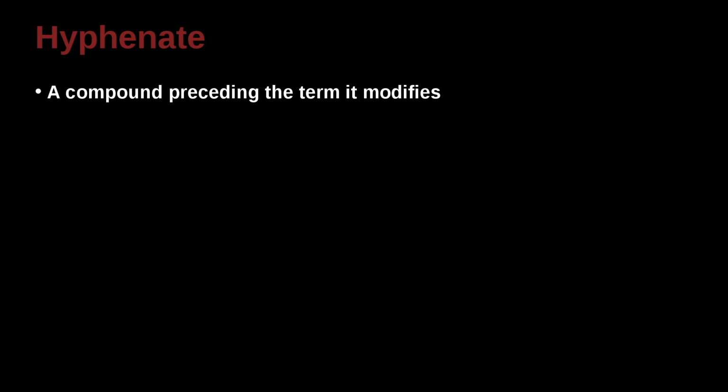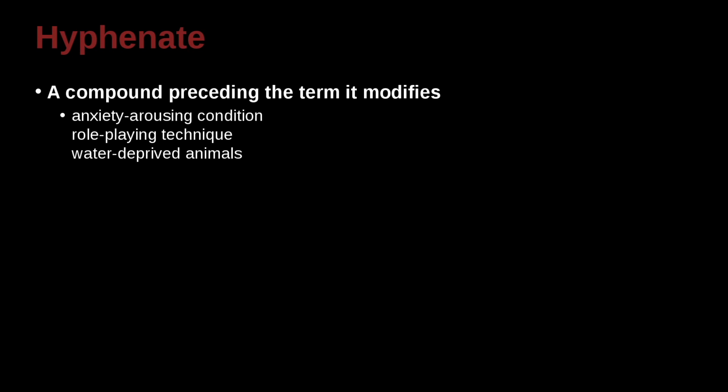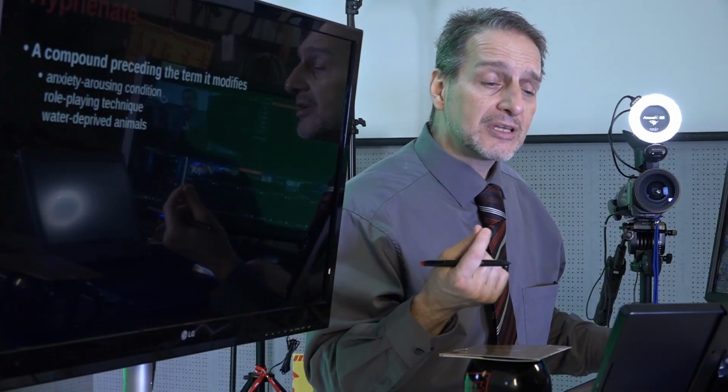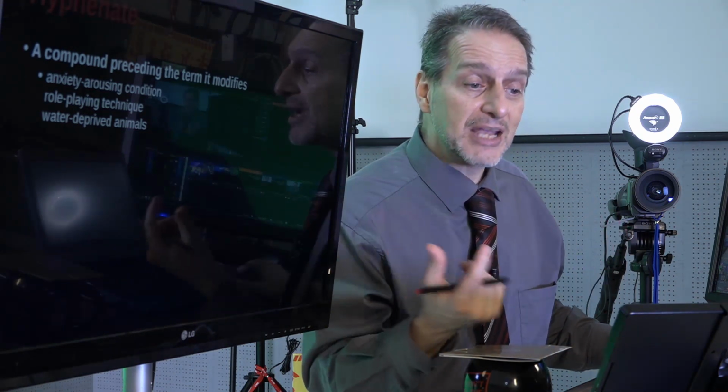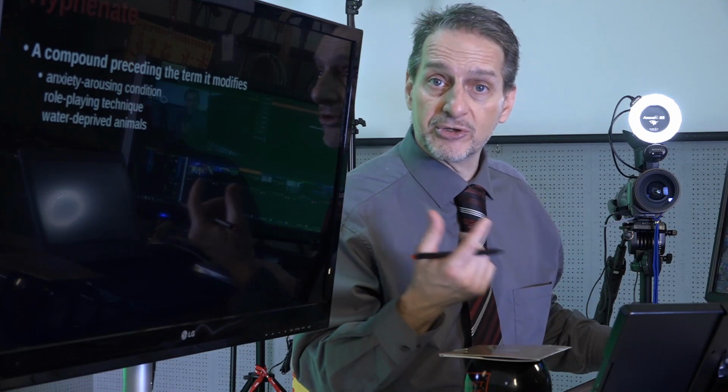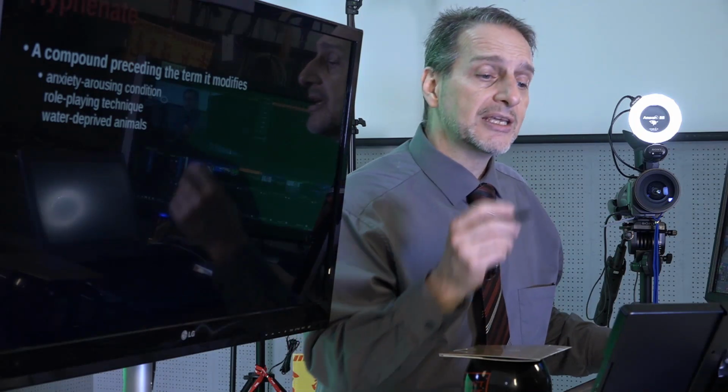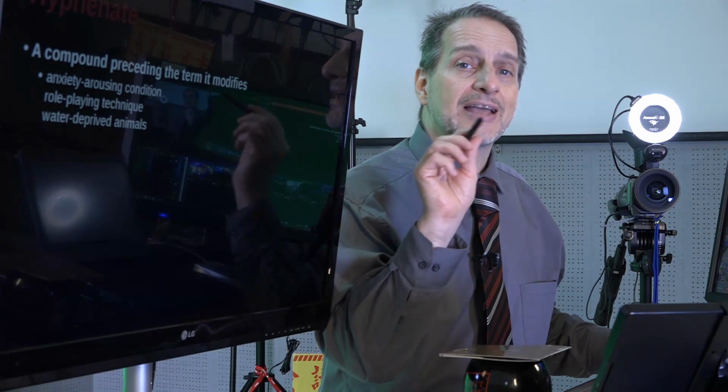You can hyphenate a compound word that's preceding the term it modifies. For example, anxiety-arousing condition, or role-playing technique, or water-deprived animals. Now these words are not going to be in a dictionary, are they? Because they're usually two separate words. We're putting them together because we're trying to modify the word that comes after them. So for example, condition, the experimental condition. What is the experimental condition? It is anxiety and arousing.